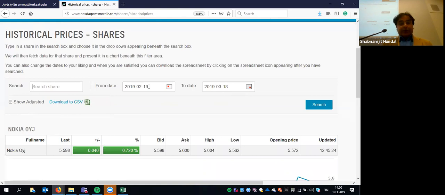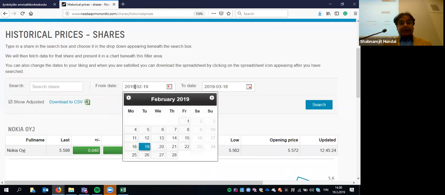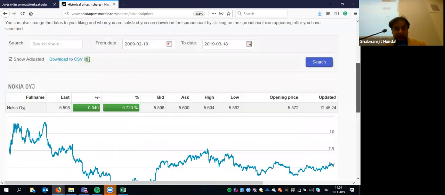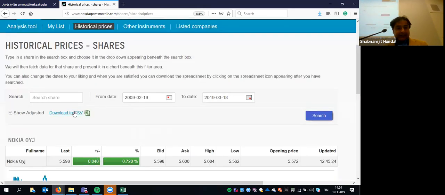If I want to have 19th of February, and for the last 9 years, 10 years, I can change, no problem. I can change it to as long as the data I want. That's my wish, okay? So in this case, I'm attempting to get the last 10 years of data. You can change the dates. And once I have it, I search. Well, I don't need this, but I need the CSV.